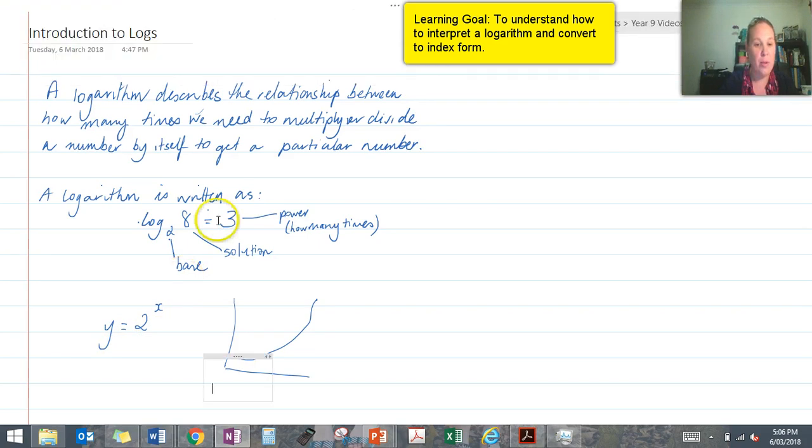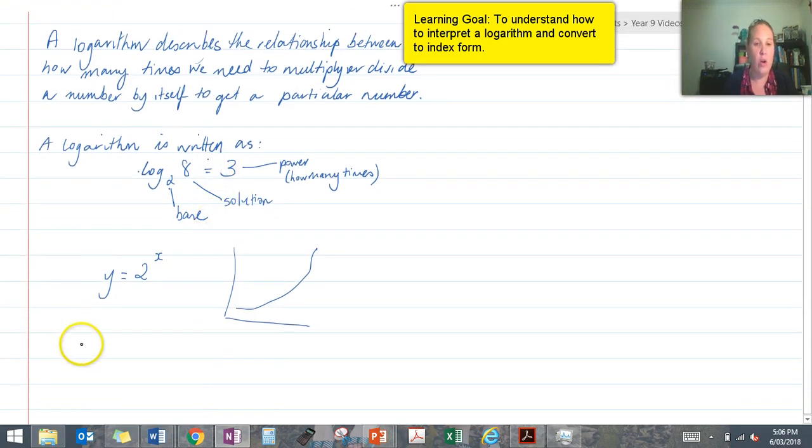So in our example above, we could write log to the base 2 of 8 equals 3 as an exponential function, or sometimes we refer to this as index form. So this would become 8 equals 2 to the power of 3. And that is exactly the same meaning there, a number equal to a number multiplied by itself a certain amount of times. Alright, the most common base that we use is 10.